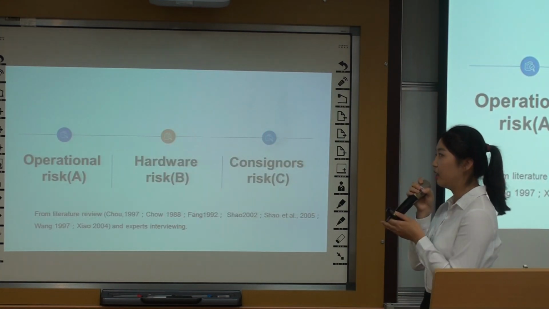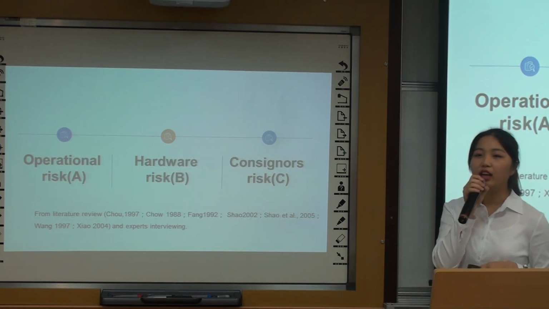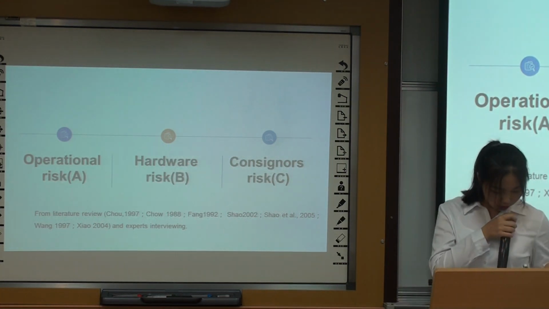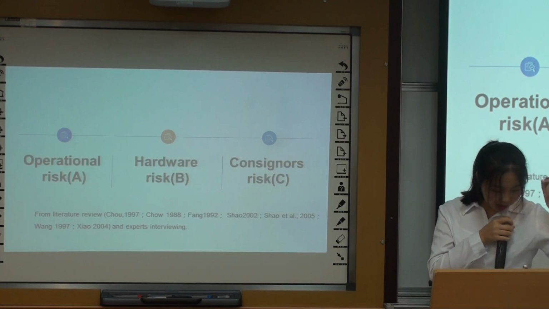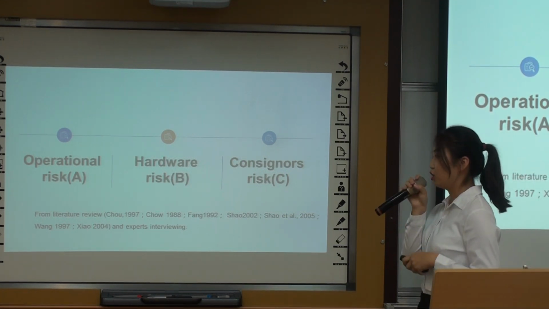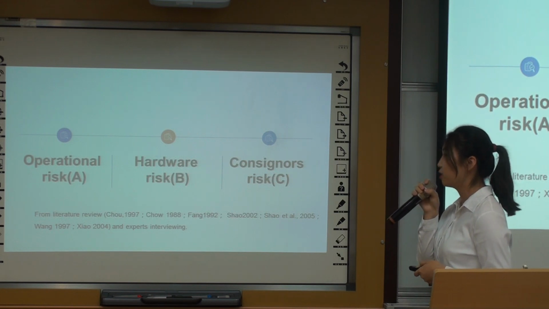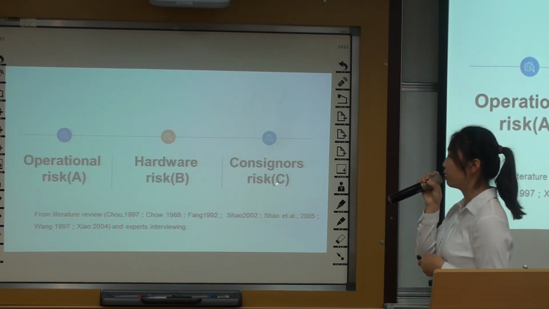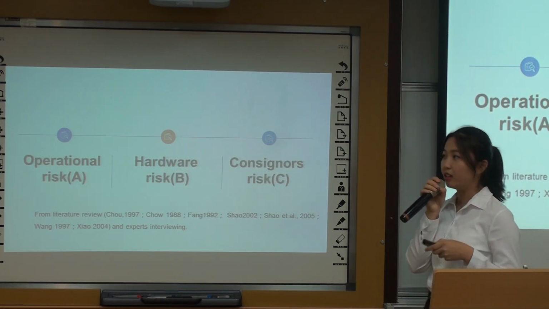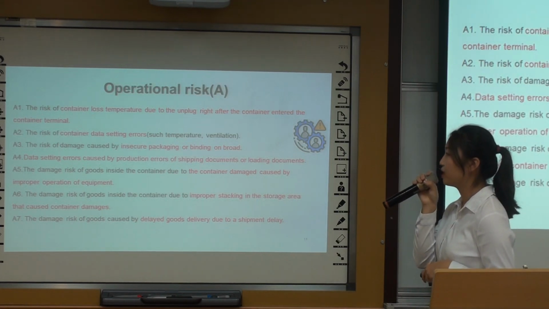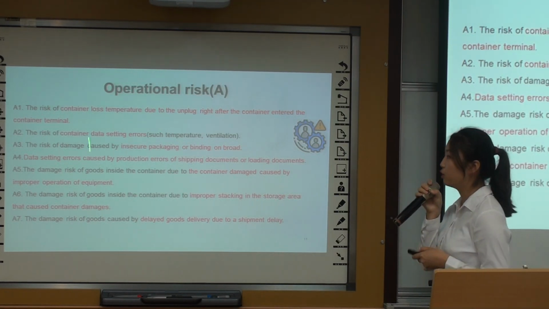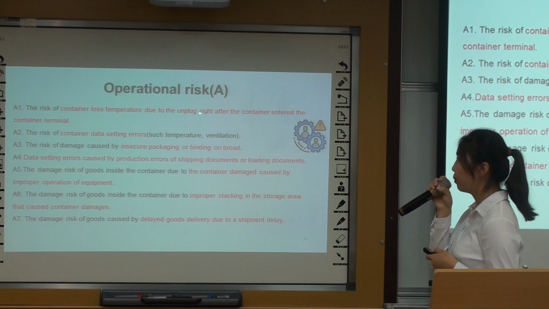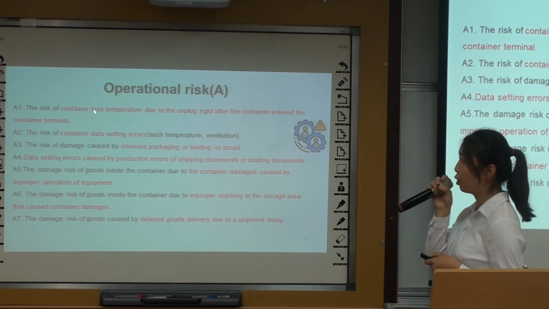In this study, we separated 3 destinations and 19 preliminary risk factors for cargo damages, which are suggested from literature review and expert interviewing. And there are operational risk, hardware risk, and consignment risk. And we gave them the numbers A, B, and C. In operational risk, there are 7 kinds of risk, from A1 to A7. For example, the risk of container losing temperature due to the unplug right after the container entered the container terminal.